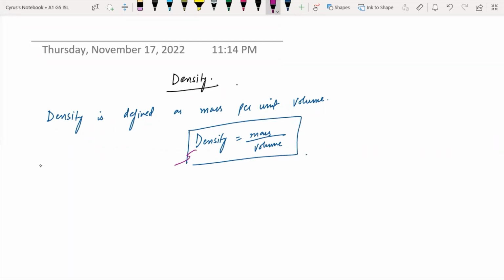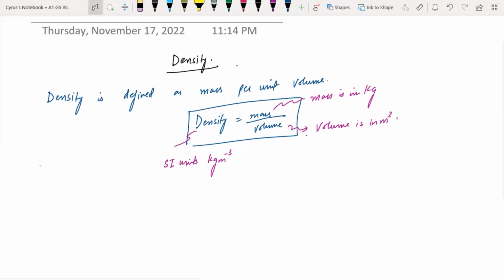Here the density has SI units, which are kilogram per meter cube. Mass is in kilograms, and volume is in meter cube. The density is mass over volume. Here the density has SI units kilogram per meter cube. Mass is in kilograms, volume is in meter cube.